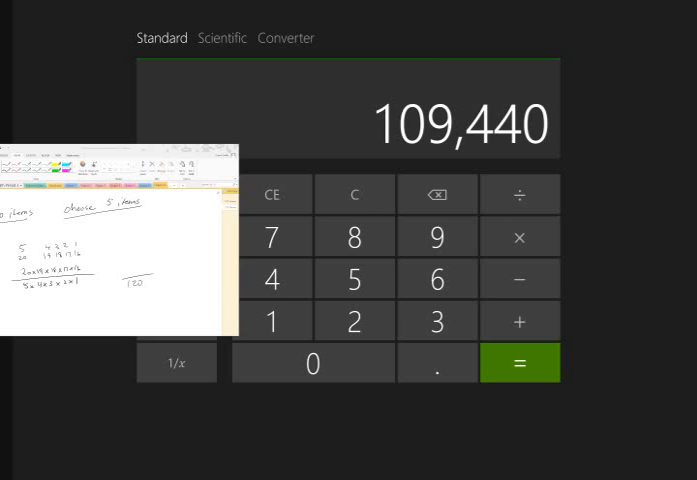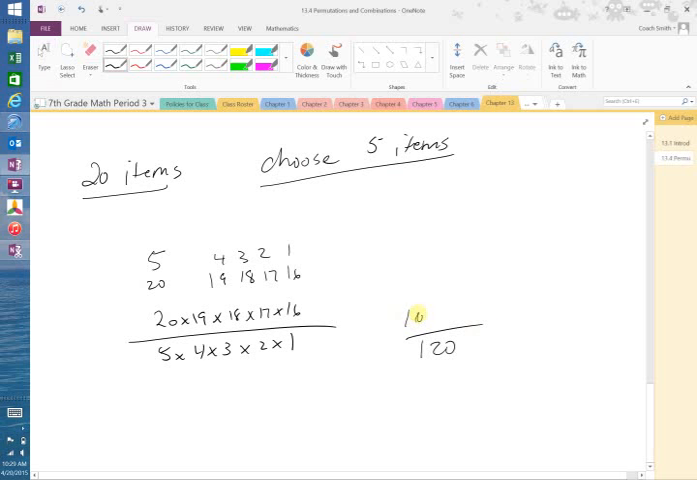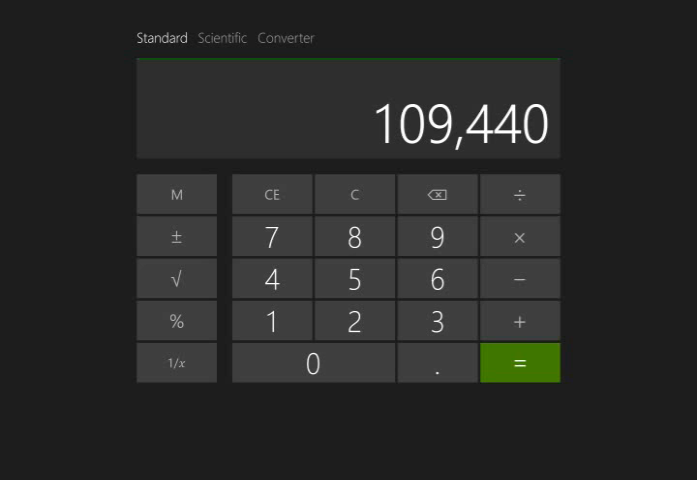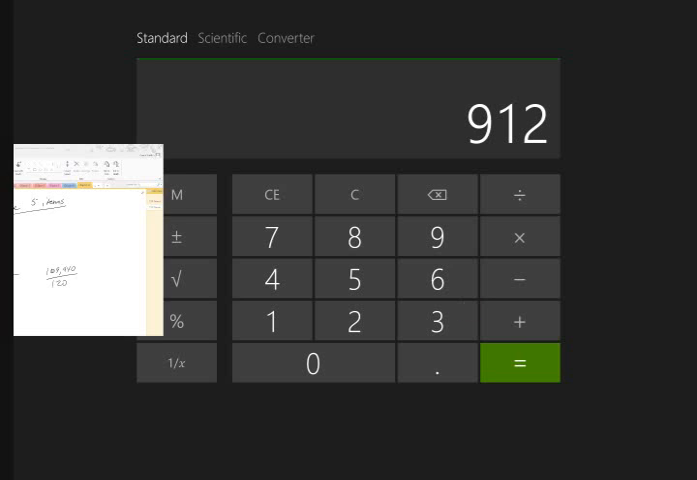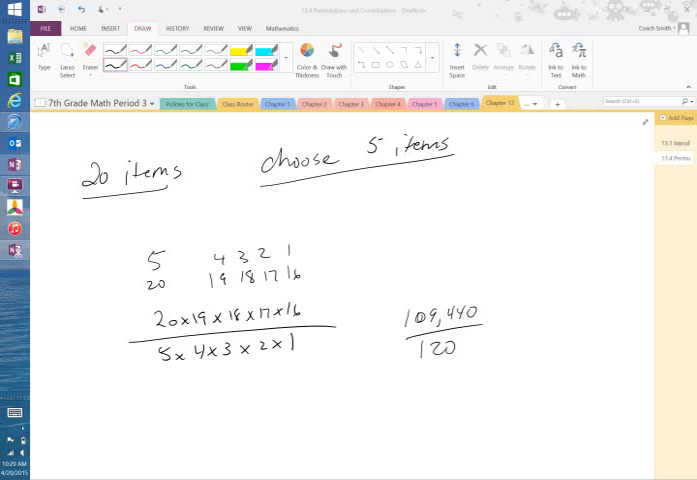So, 109,440. That's what you would divide 120 into. If we do that, you get 912. So there's really only 912 possible different combinations of items that you could pull out doing the 5 items. So there's 912 total different choices that aren't repeats of each other that you could choose.